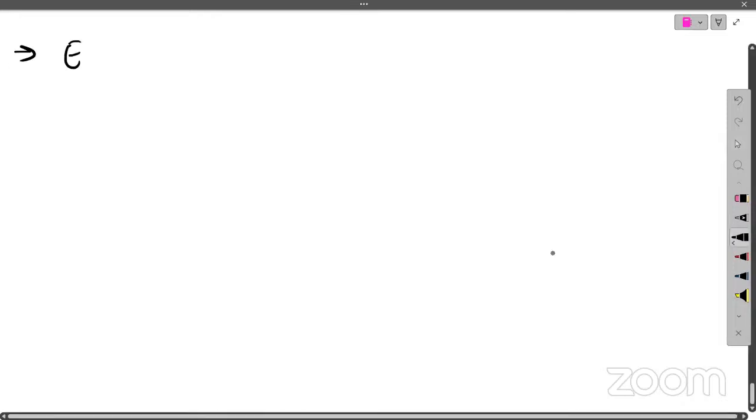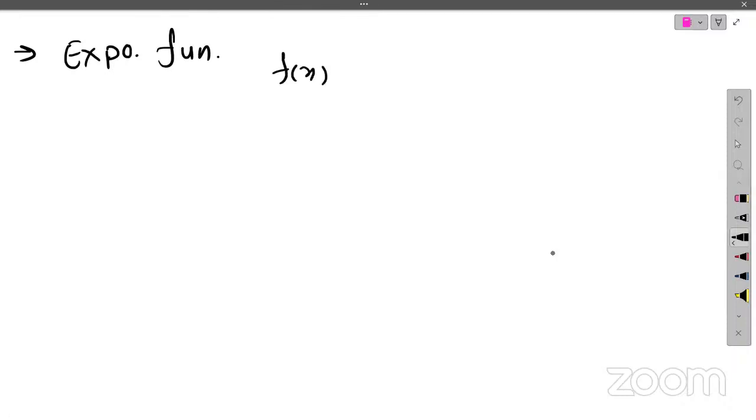Now let's go to the exponential function. An exponential function means a function defined by a to the power x. Now we know that we have the function f of x equals a to the power x. So let's first observe the graph of this function. Suppose the value of a is between 0 and 1, or the value of a is strictly greater than 1.